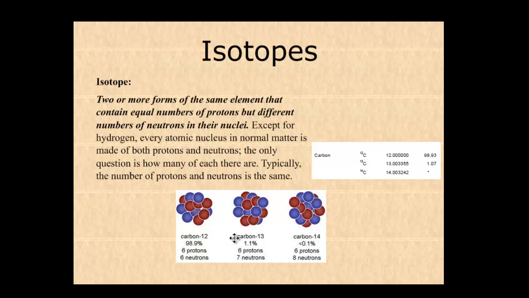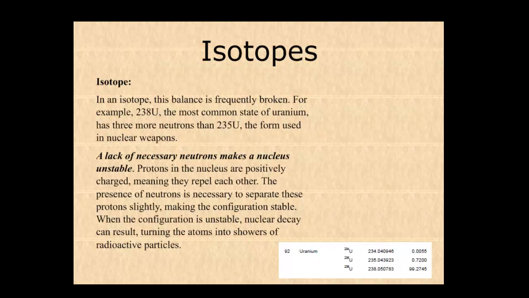Typically, the number of protons and neutrons is the same. However, if we look at carbon-12, we have 6 protons and 6 neutrons. Carbon-13 has 6 protons and 7 neutrons. Carbon-14 has 6 protons and 8 neutrons. In an isotope, the balance is frequently broken. For example, uranium-238, the most common state of uranium, has 3 more neutrons than uranium-235, the form that is actually used in nuclear weapons.